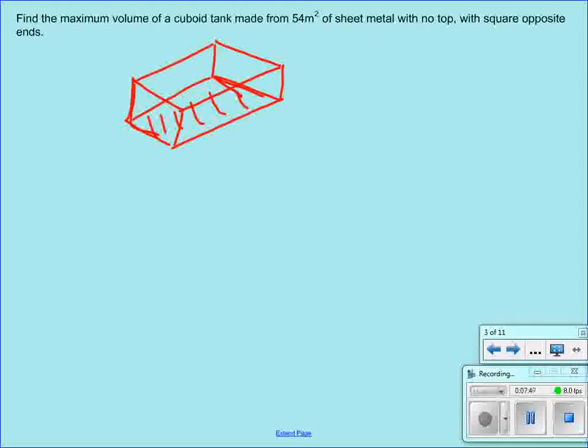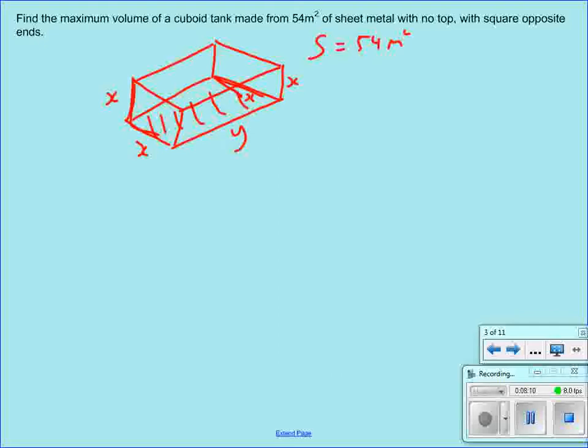So the surface area, S, equals 54 meters squared. So remember, they're giving you a bit of information. Let's say that this height of the box is x, and it says square ends, so therefore this value must be x, that must be x, that must be x. And we'll call this length y then, yeah?